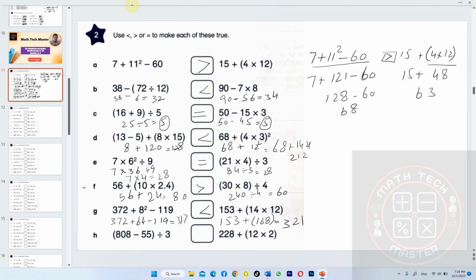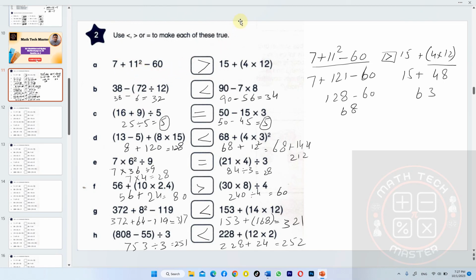In the last part, we need to subtract the number 55 from 808. So we will do that first. It will be 753, and then we will divide the number by 3. It will be 251. On the right hand side, we will write down 228 plus 424, which will be 252. So close one, but 252 is greater than 251. So we will put the smaller than sign for this.